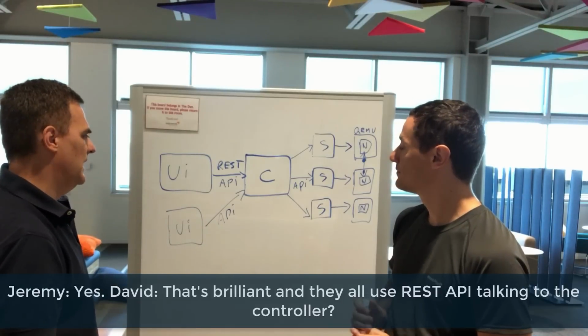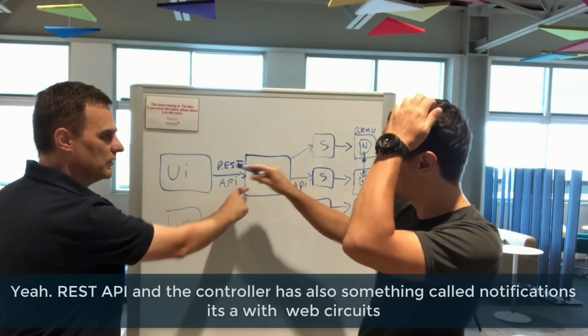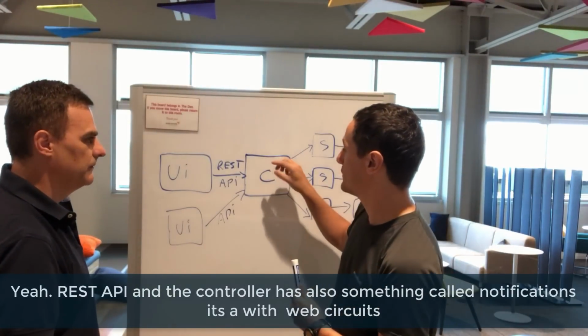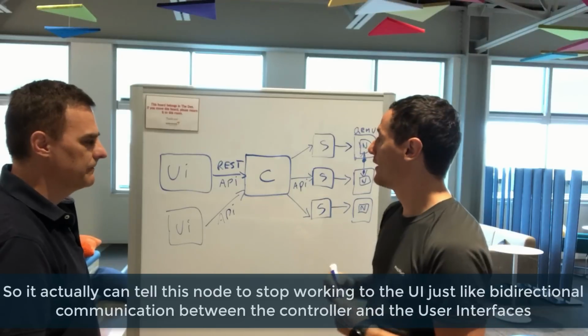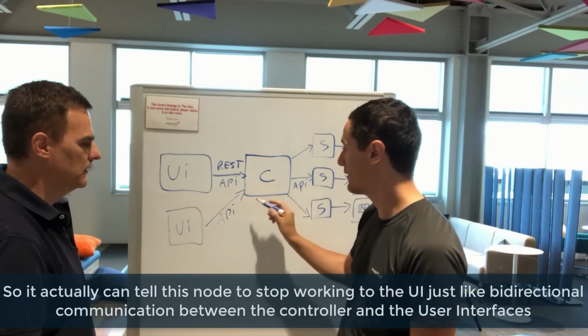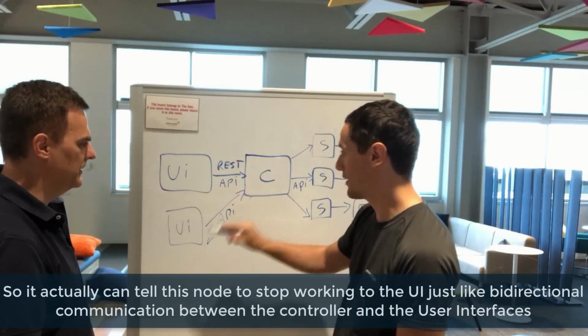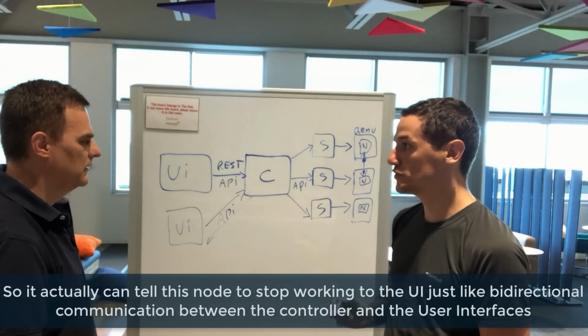That's brilliant. And they all use a REST API talking to the controller. Yeah, REST API, and the controller also has something called notifications, with WebSockets. So we can actually tell the UI that a node stopped working. So it's a bi-directional communication between the controller and the user interfaces.